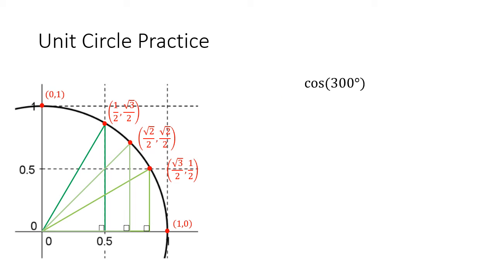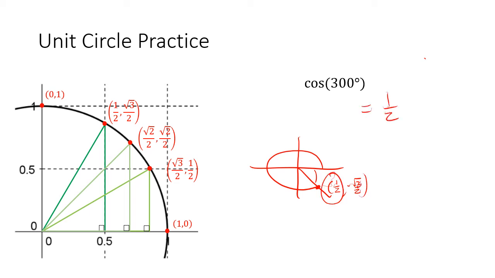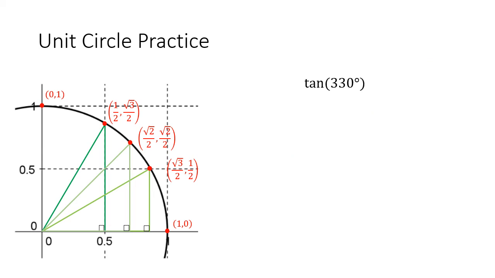Cosine of 300 degrees. We'd be over here. That'd be a 60-degree reference angle in quadrant 4. The coordinates here would be 1/2 and negative root 3 over 2. I'm looking for cosine. It's 1/2. So cosine of 300 degrees is equal to 1/2. Okay, pause the video.